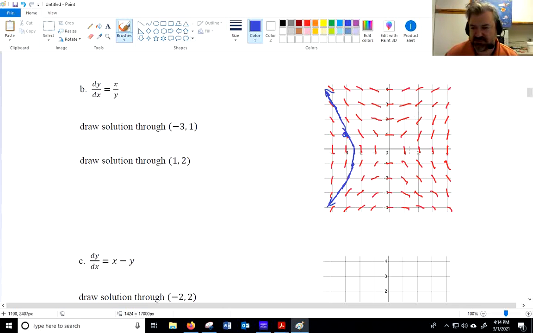How about the point 1, comma 2? Where would that be? That would be up here. I'll use a different color. I'll use green. 1, comma 2 would be up here. Again, we're pulled towards these diagonals that we filled in here. And then this is where it'll be flat. And then it'll be like that.